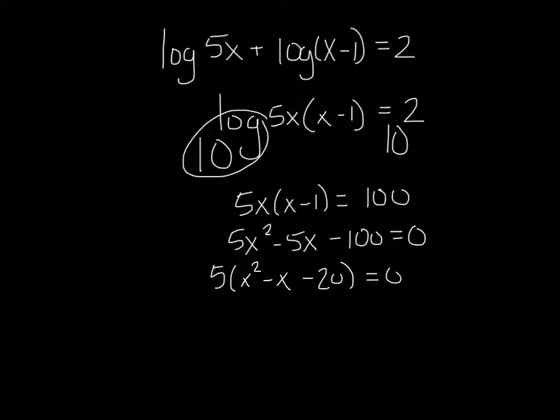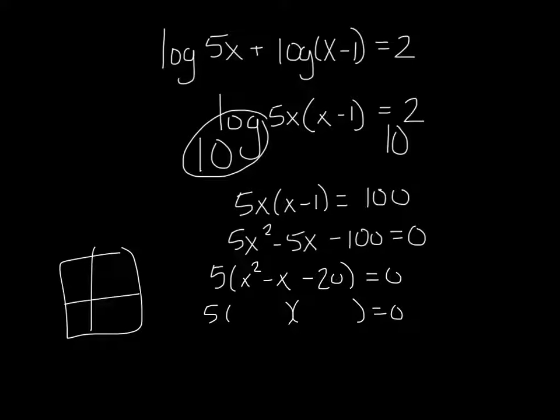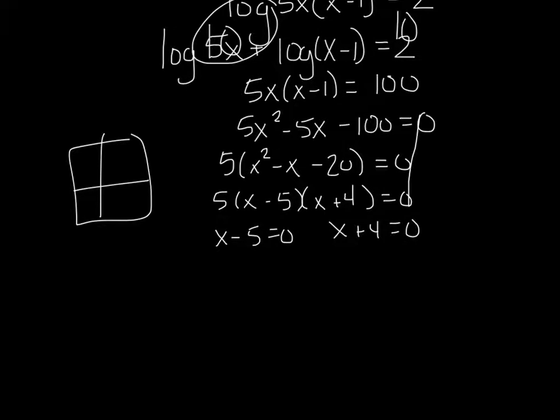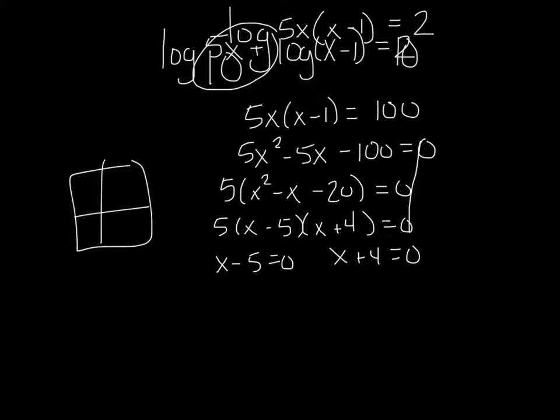And so I have 5 times, and if you box this out, you can go over here and work it out if you want. If you box it out, it's going to be a negative 5 and a positive 4. And then I take them and I set them equal to 0 separately. Okay, and if I do that, I add 5, x equals 5, subtract 4, x equals negative 4.